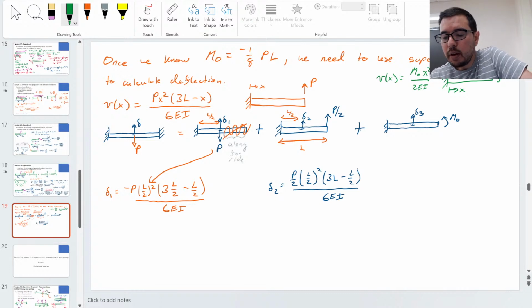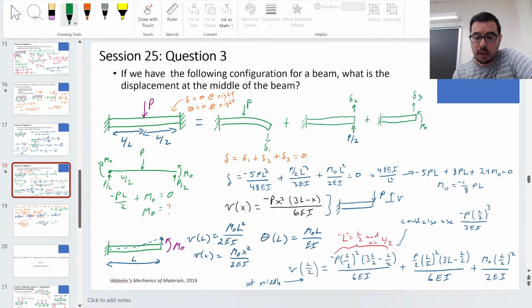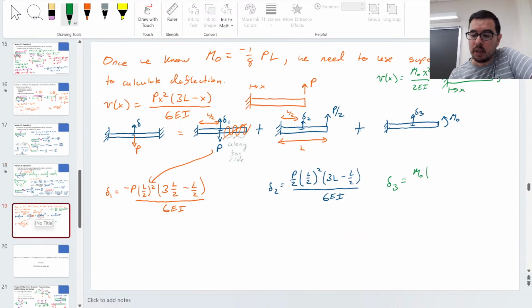All right, so in that case, this one's probably the most straightforward one, where I put in M naught, which is 1/8 PL. Or minus, in this case we calculated that it's minus 1/8 PL, okay? And that makes sense, it's actually resisting, pushing back up, going in the opposite direction, right?